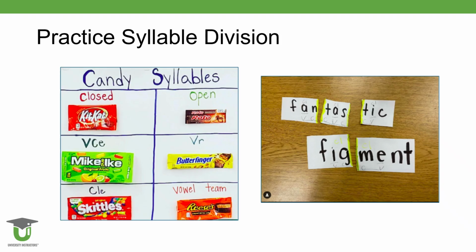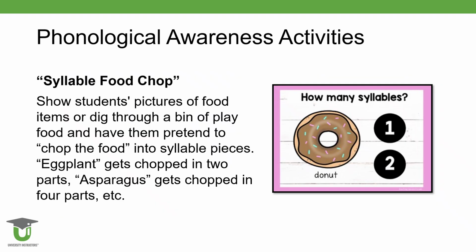Let's look at another strategy. Syllable food chop. Show students pictures of food items or dig through a bin of play food and have them pretend to chop the food into syllable pieces. Eggplant gets chopped into 2 parts. Asparagus gets chopped into 4 parts, and so on.